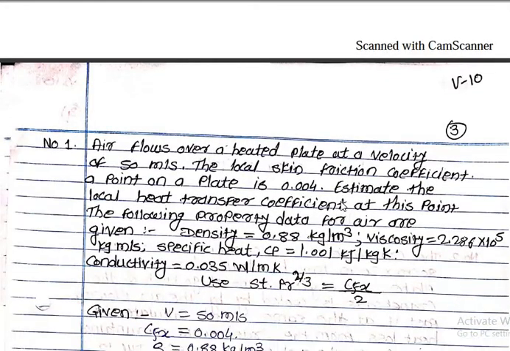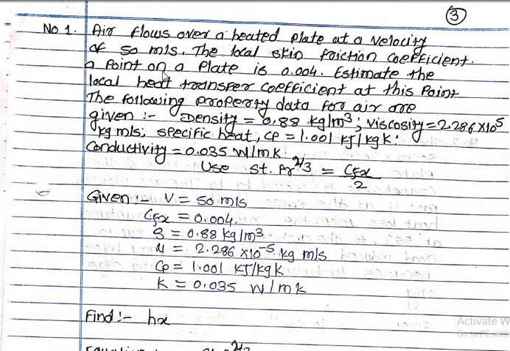Now here we are going to see our first problem. Problem number 1, the statement is: air flows over a heated plate at a velocity of 50 meter per second. The local skin friction coefficient at a point on the plate is 0.004. Estimate the local heat transfer coefficient at this point. The following property data for air are given.